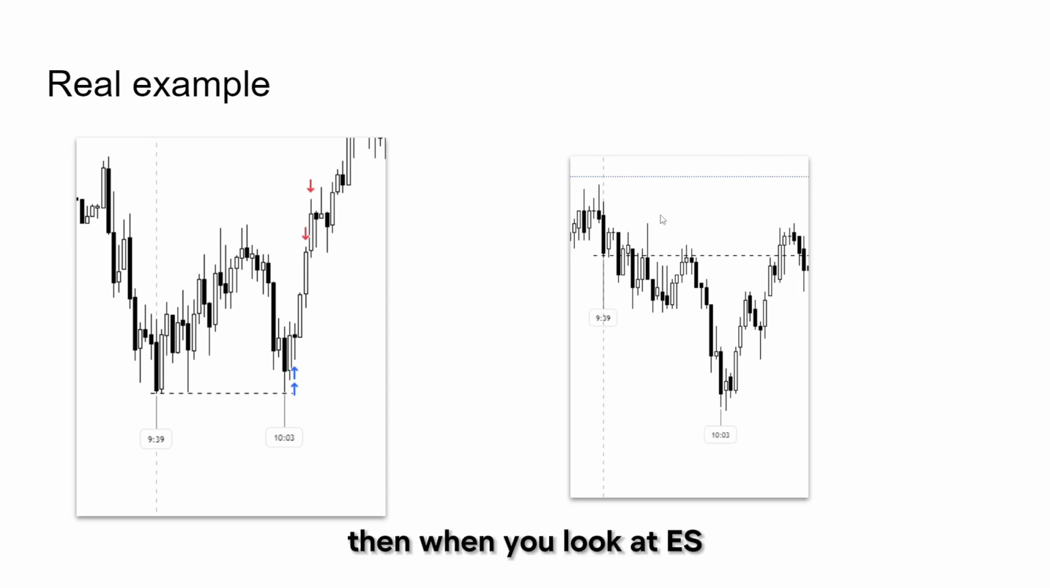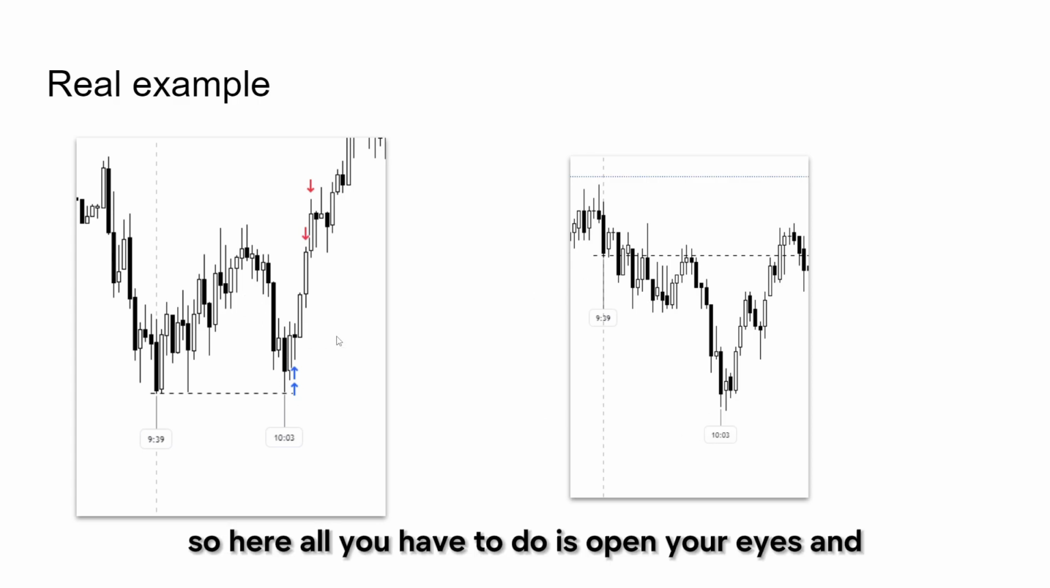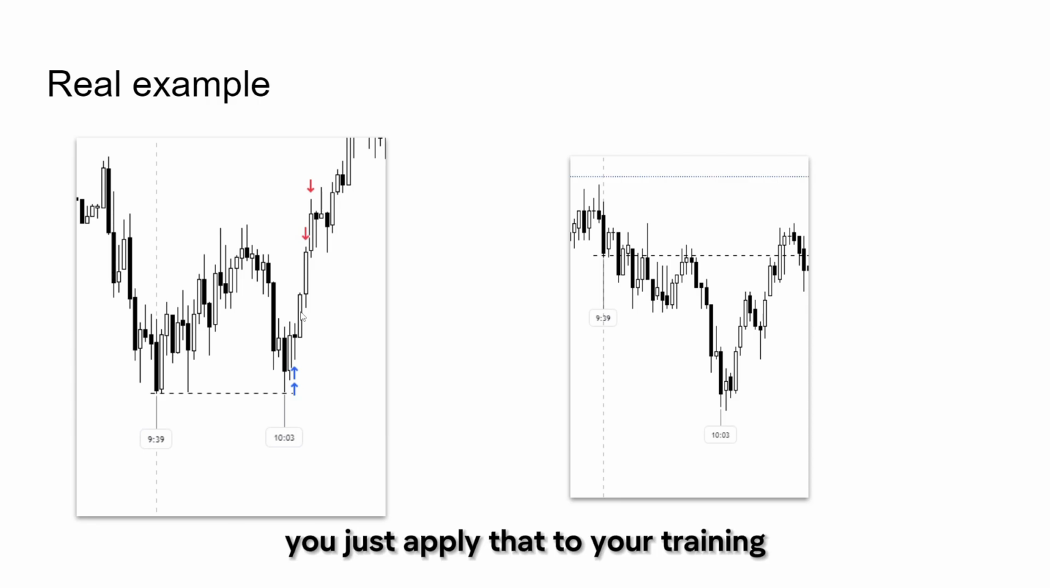Then when you look at ES on the right, that low is right here at 9:39, and we're way below, closed under, and then ES started moving up a little, but on the opposite side, NQ started moving up like crazy. So here you have an SMT basically where you have NQ not going lower and ES going lower. So here, all you have to do is open your eyes and apply that to your trading.